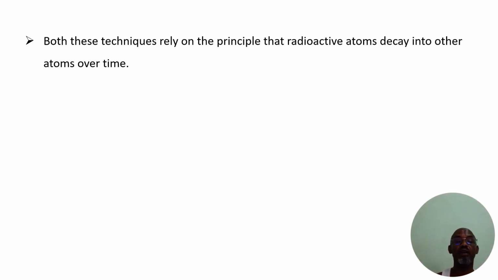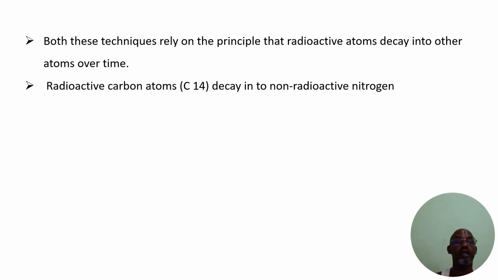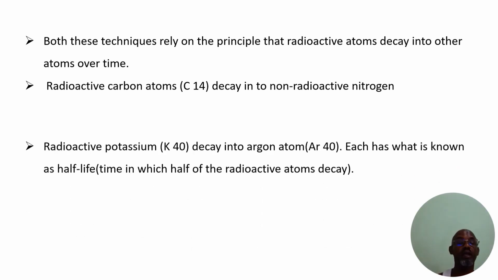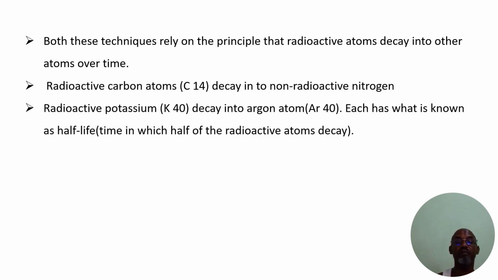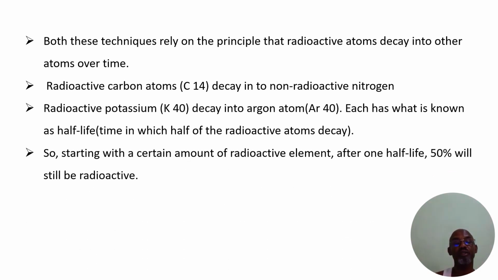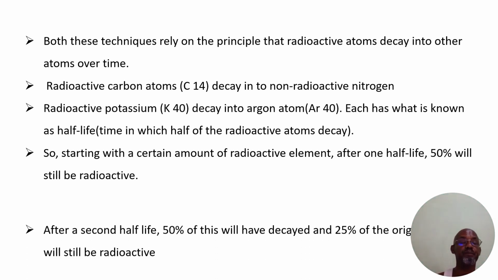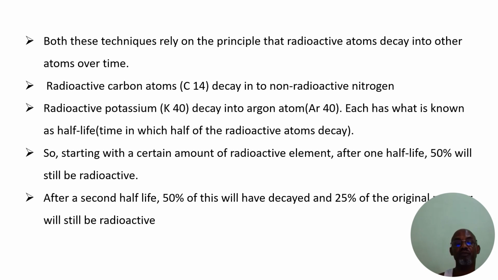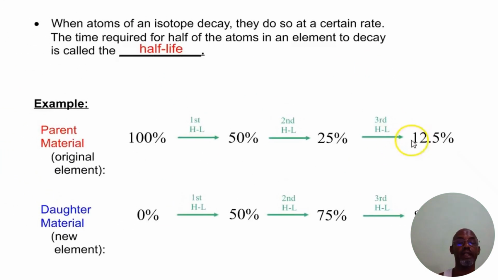Both these techniques rely on the principle that radioactive atoms decay into other atoms over time. This is repeated. Radioactive carbon atoms decay into non-radioactive nitrogen, the daughter element. Radioactive potassium decays into argon. Each has what is known as half-life, as I've tried to show you. So starting with a certain amount of radioactive element, after one half-life, 50% will still be radioactive. After a second half-life, 50% of this will have decayed and 25% of the original will still be radioactive. And the list goes on and on.